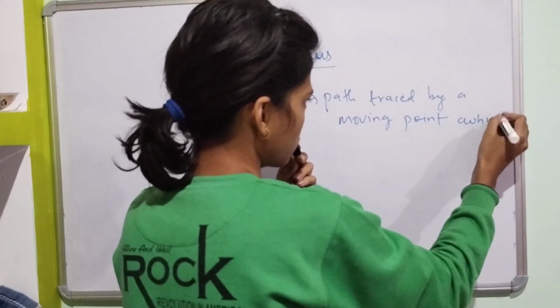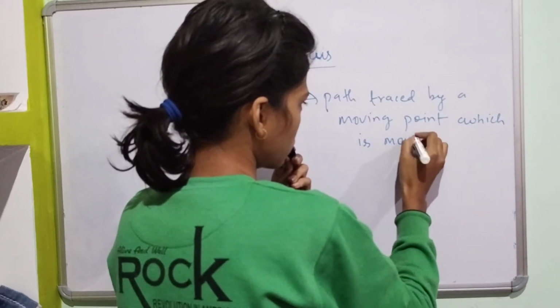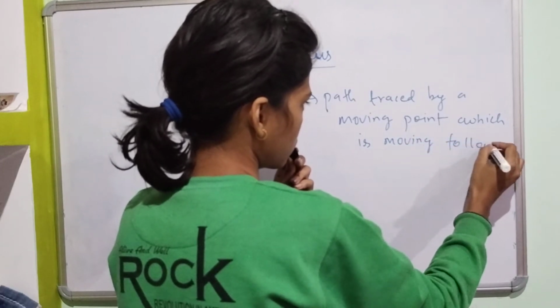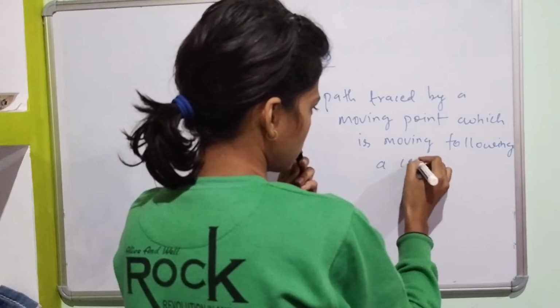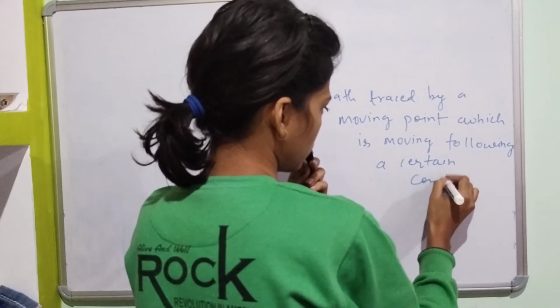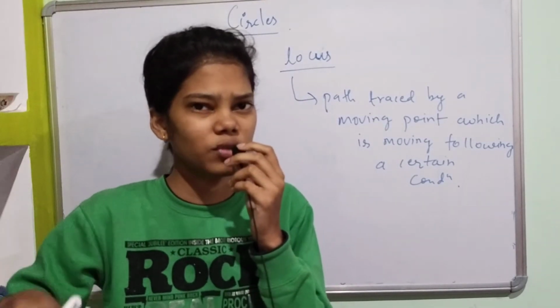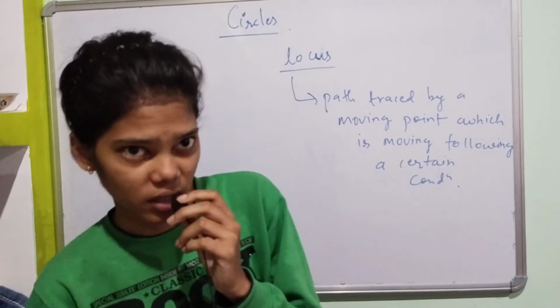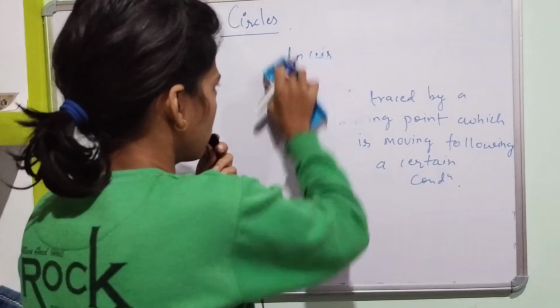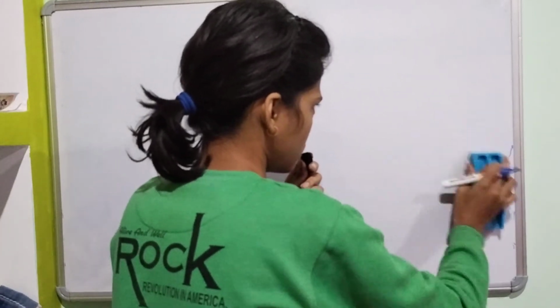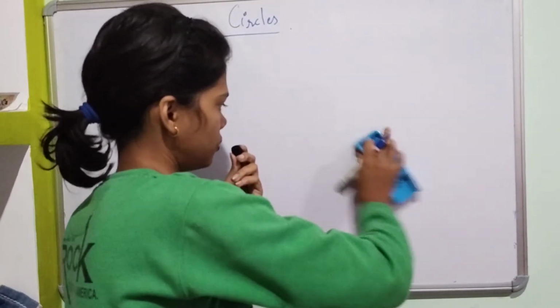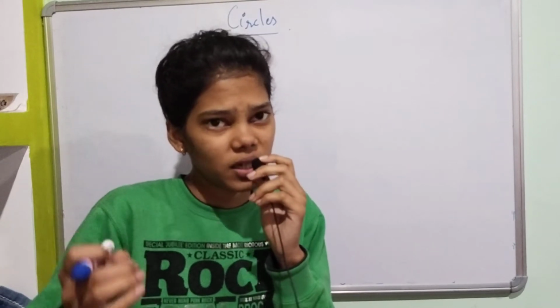Path traced by a moving point which is moving following a certain condition. So what is locus? Locus is basically the path traced by a moving point which is moving according to some certain condition. And here, in case of circle, there is a moving point which is of course traveling in such a way. What condition is it following over here? That moving point is moving in such a way that it maintains a constant fixed distance from a fixed point.